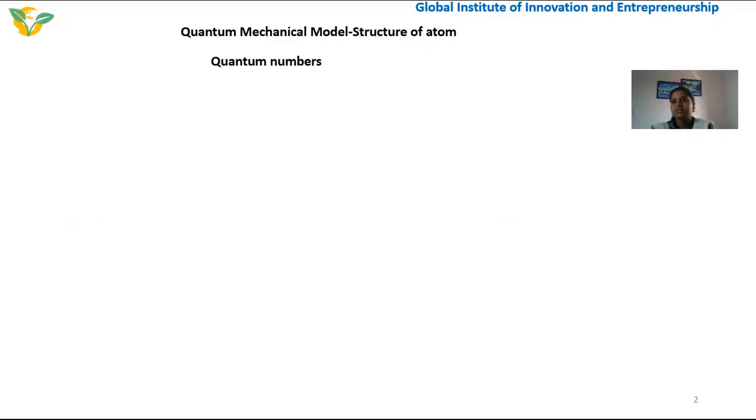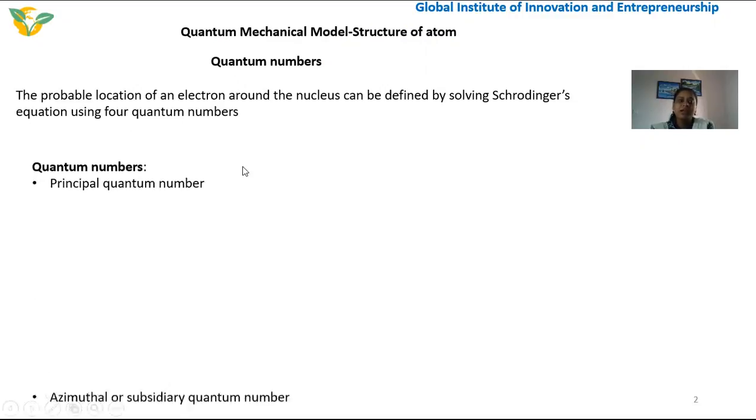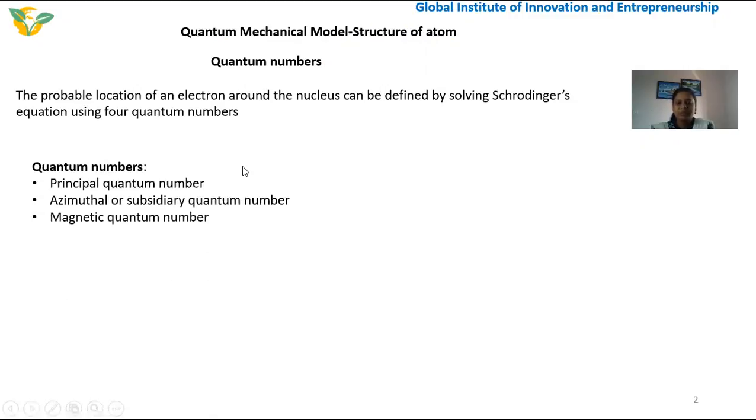So what is an orbital? An orbital is a three-dimensional region around the nucleus where the probability of finding the electron is maximum, that is, 90% of the time the electron is located in that particular position. The probable location of an electron around the nucleus can be defined by solving Schrodinger's equation using four quantum numbers, and these are the principal quantum number, azimuthal quantum number, magnetic quantum number and spin quantum number. First we will discuss the principal quantum number.